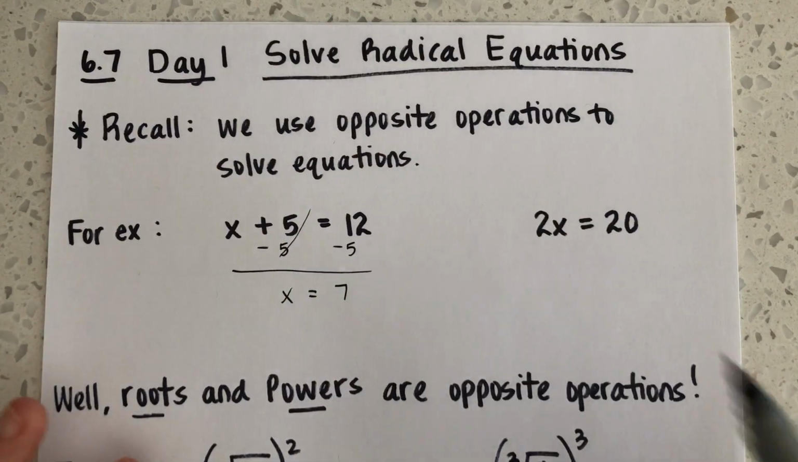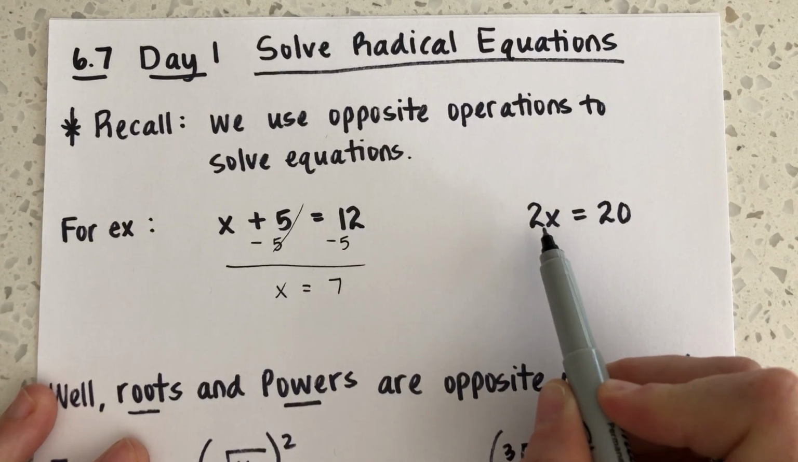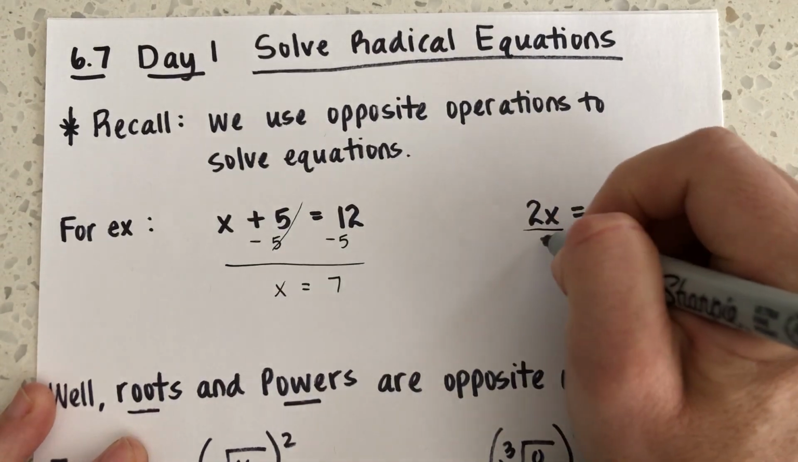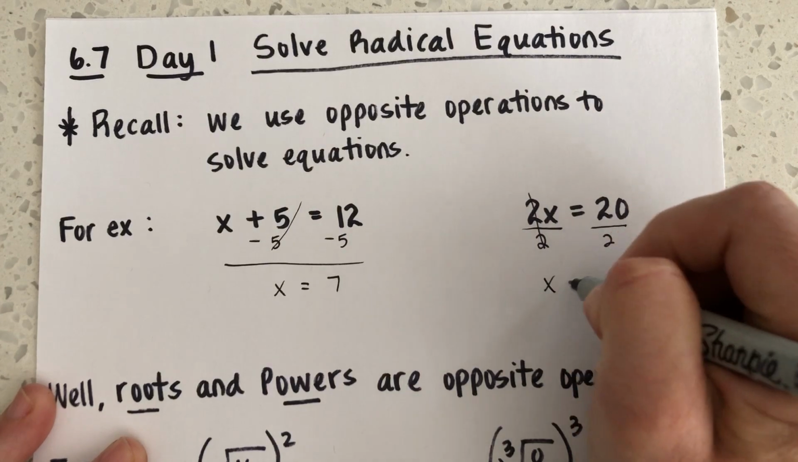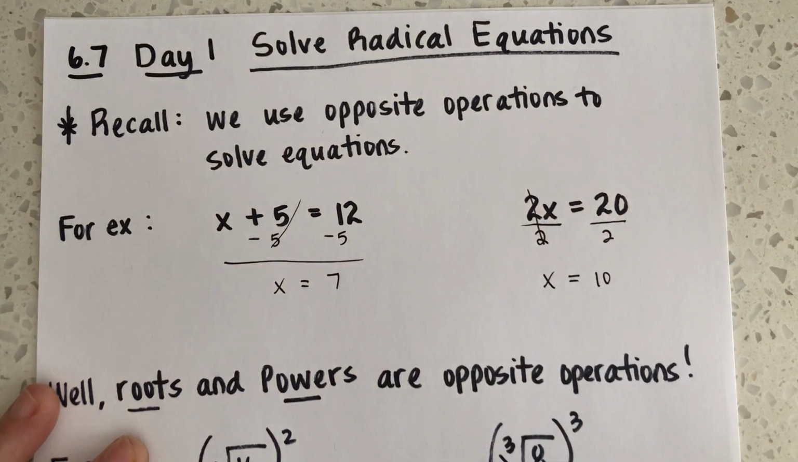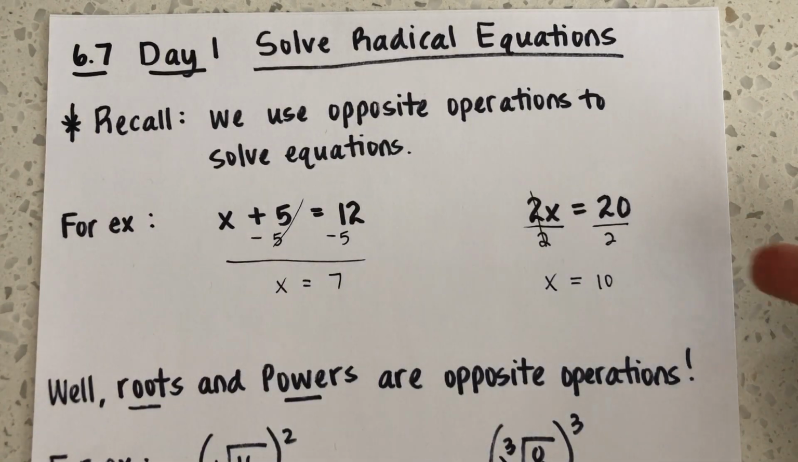Done. All right? If they say 2 times x equals 20, then to undo that, I'm going to use the opposite of timesing by 2, and I'm going to divide by 2 on both sides. So then that cancels, and x is equal to 10. That's how we solve equations, right? We use the opposite operation of whatever operation the equation is using, right?